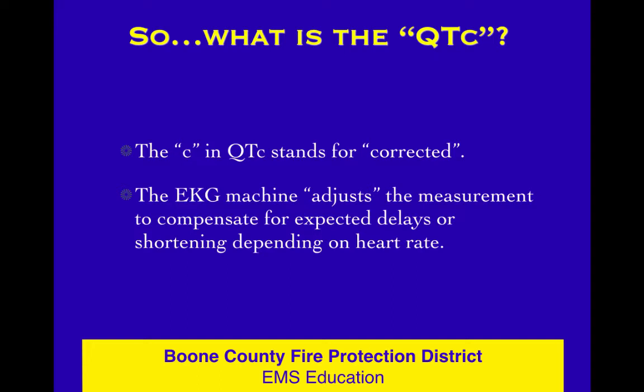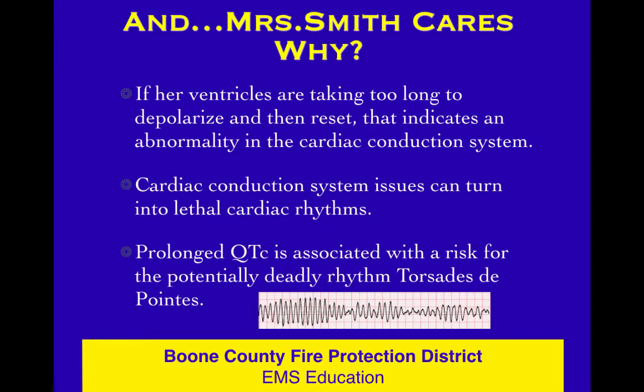It's adjusted for rate. Depending on the patient's heart rate, the QT interval will get longer or shorter based on whether the patient's going really slow or really fast. So the QTC is kind of standardized or normalized. It's what the QT interval would be if the patient's heart rate was 60 or a normal rate. So we're going to think of QTC as the indication for depolarization and repolarization, and we want to know if there's a problem there.